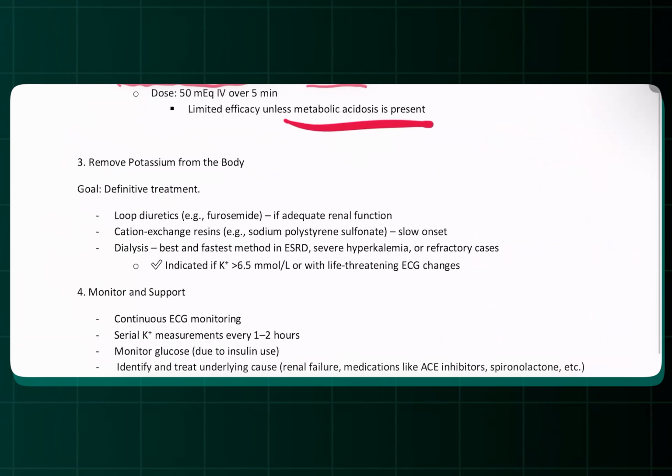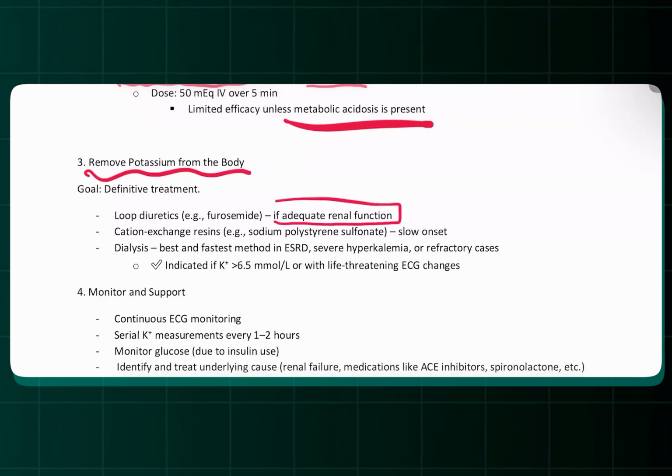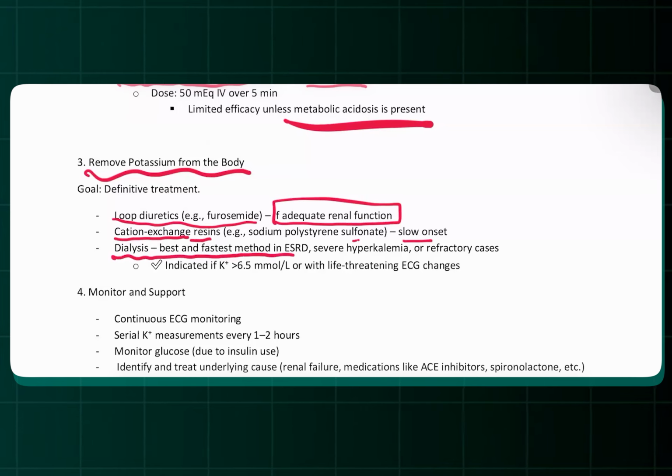Now, removing potassium from the body. If the urine is there, if adequate renal function, then give loop diuretics. Or else you use the enteral pathway, that is cation exchange resin, like sodium polystyrene sulfonate, slow onset, and then dialysis is the best and fastest method in end-stage renal disease, severe hyperkalemia or refractory cases, indicated if potassium is more than 6.5 and or with life-threatening ECG changes.